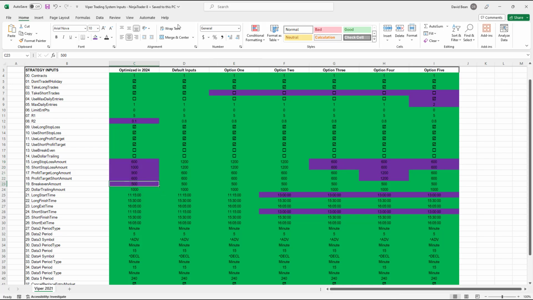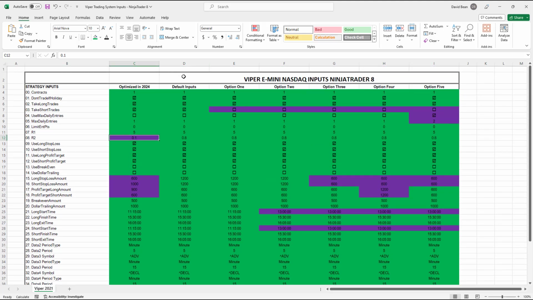This should be, actually, we don't use the break even, and that did not change. So let me change that back on the default. So you can see how use break even is unchecked, so it doesn't matter. It's the same across the board, but the stop losses and profit targets are different, and this is different. So that's the only thing that's changed. Not a big change, and not a huge difference in performance either.